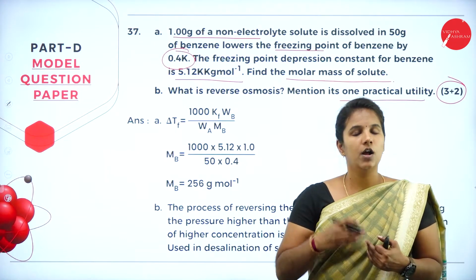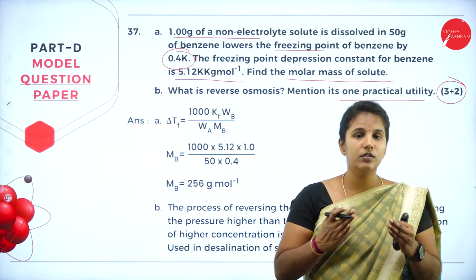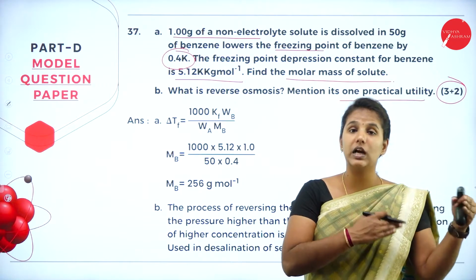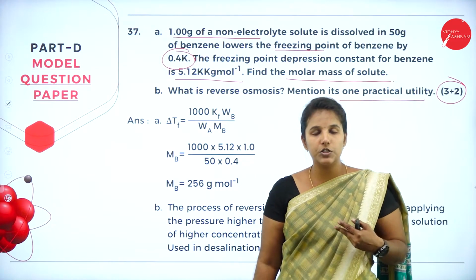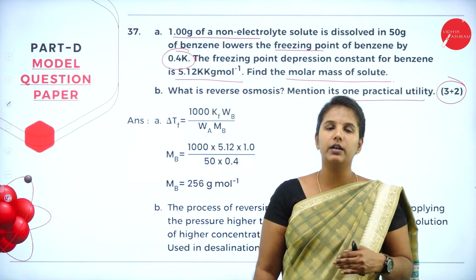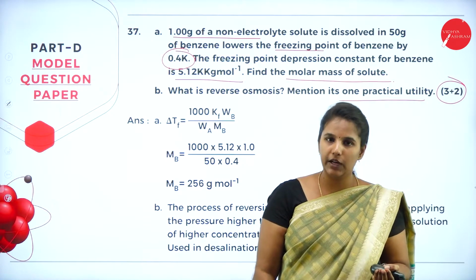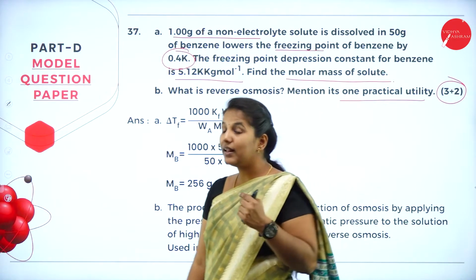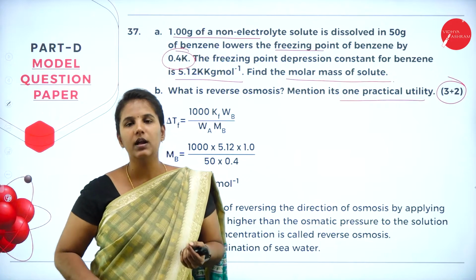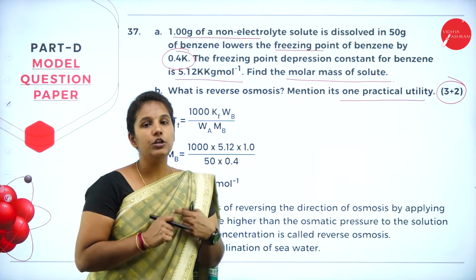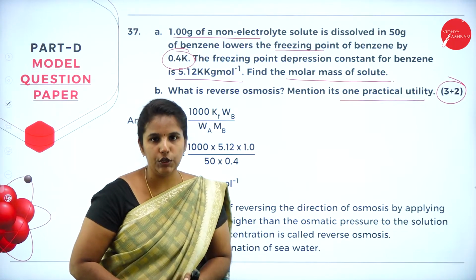In this unit, always remember there will be a numerical in the 4th main, especially on the colligative properties: either the relative lowering of vapor pressure, depression in freezing point, elevation in boiling point, or osmotic pressure. Osmotic pressure is a very rare one; it is mostly from elevation and depression of freezing point. They then ask the numerical to calculate the mass of the solute.